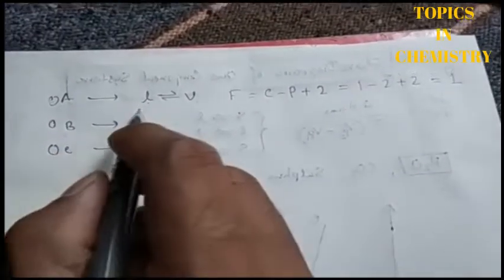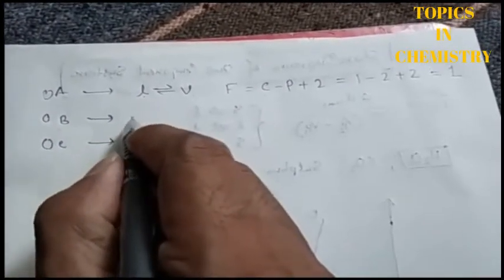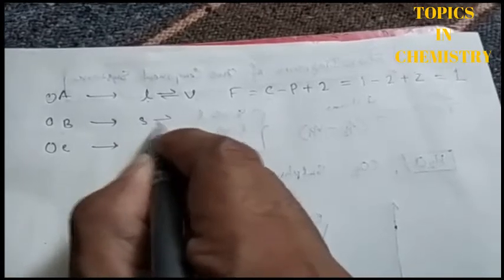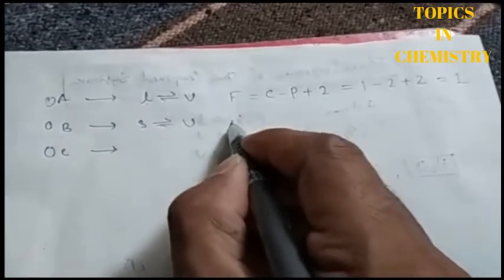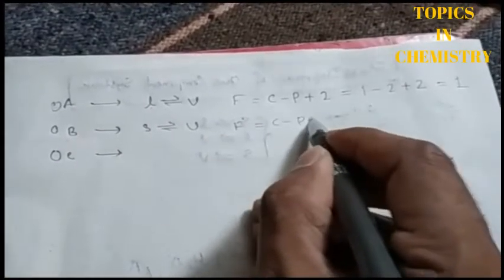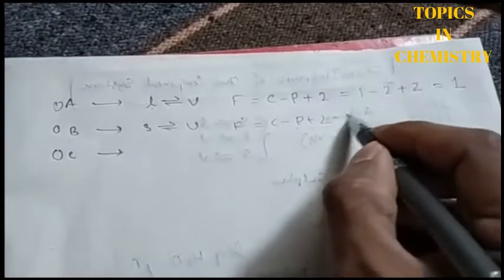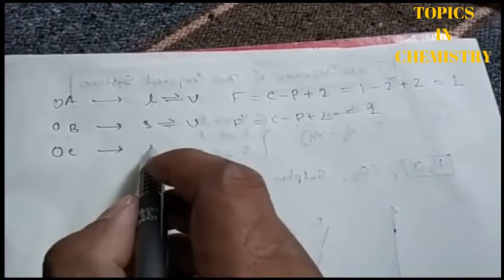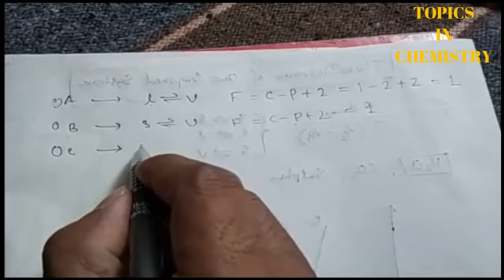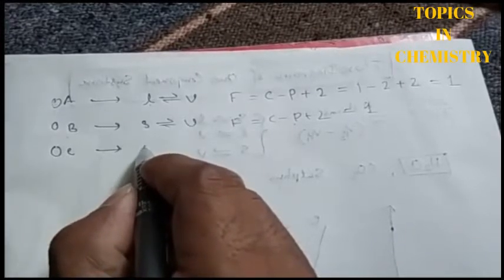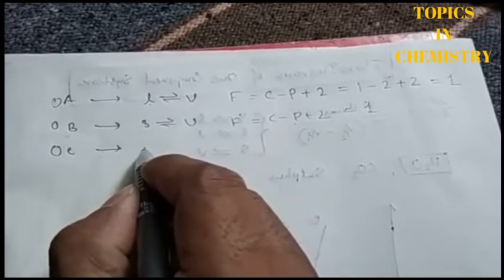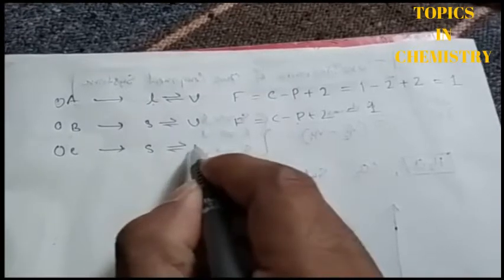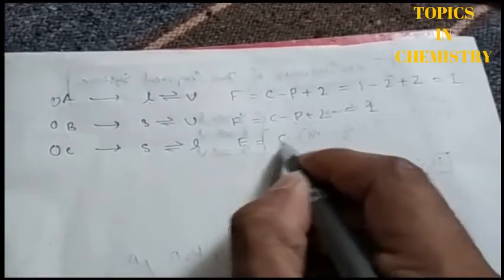And now simply if you consider OB, that is solid in equilibrium with vapor, the sublimation curve. Here also you can see C minus P plus 2, also there are two phases, so here it is also one variable. And in case of OC, here you can see the solid is in equilibrium with liquid, so here F is equal to C minus P plus 2, here also 1. So these three lines are univariant.